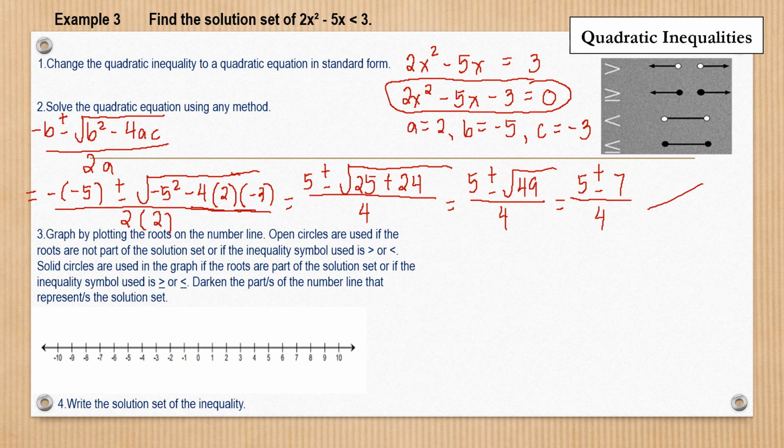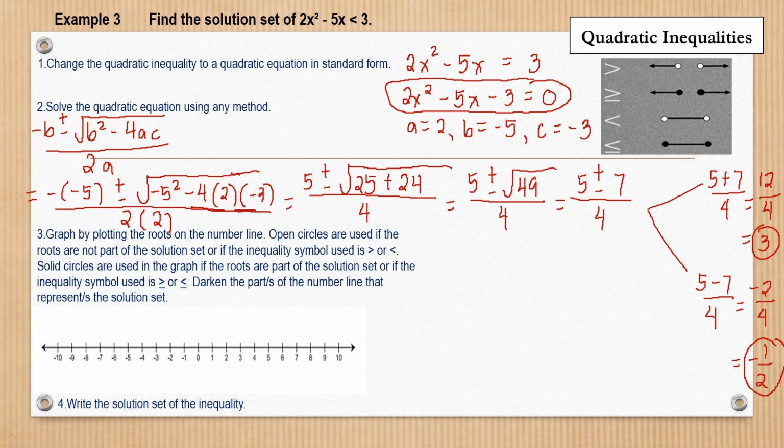For our x sub 1, we have 5 plus 7 all over 4. And then for our x sub 2, we have 5 minus 7 all over 4. This is now equal to 12 over 4, and that is equal to 3. For our x sub 2, we have negative 2 all over 4. In simplest form, that will be negative 1/2. Therefore, the roots of the quadratic equation are 3 and negative 1/2.